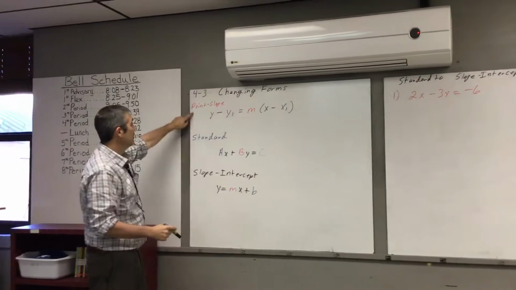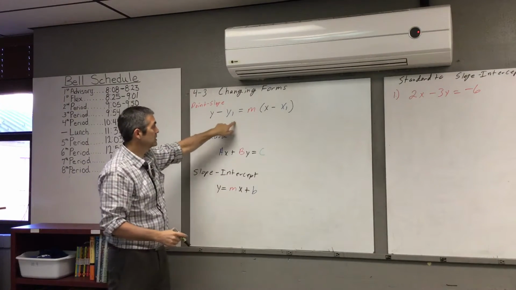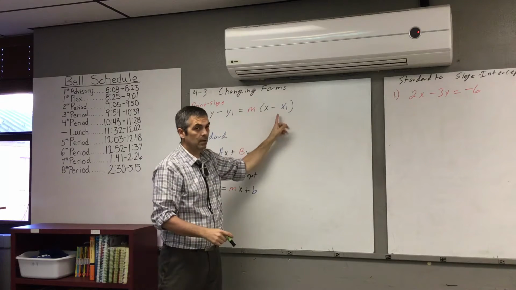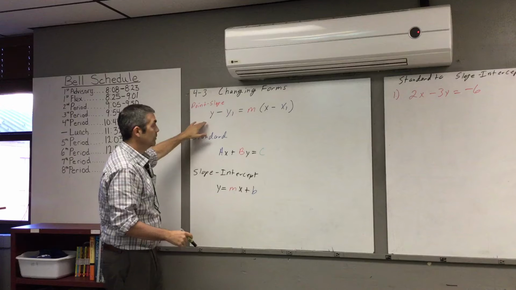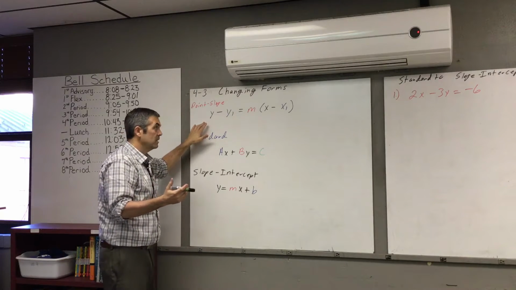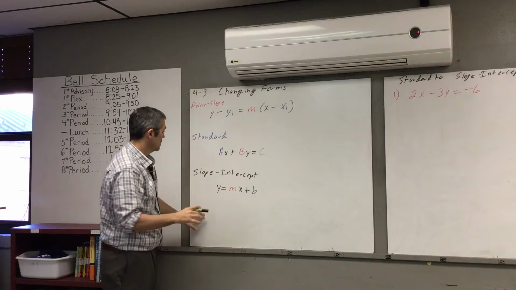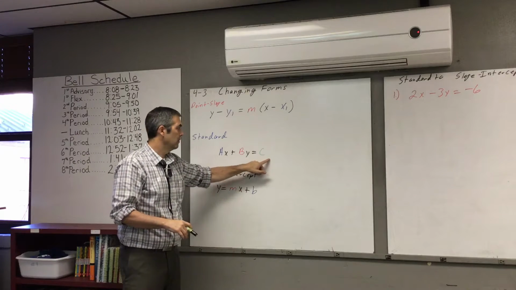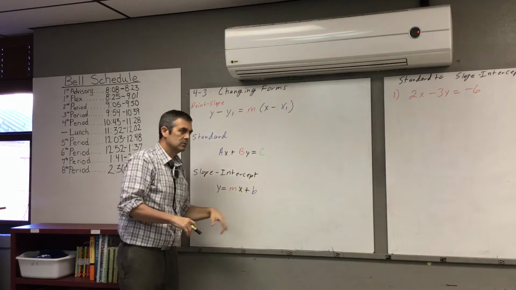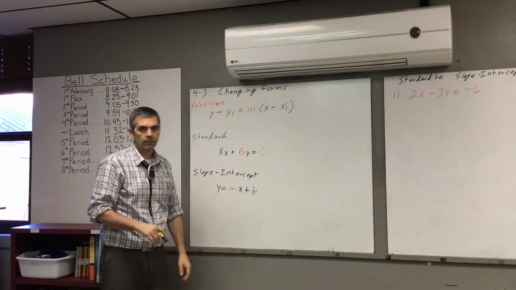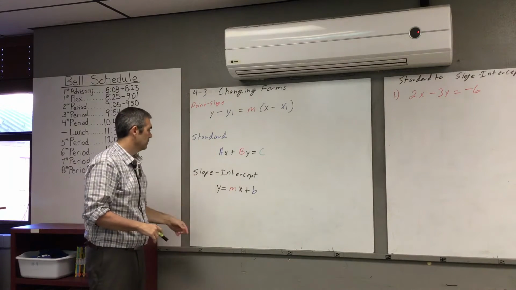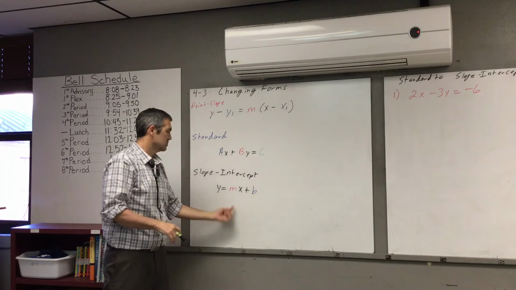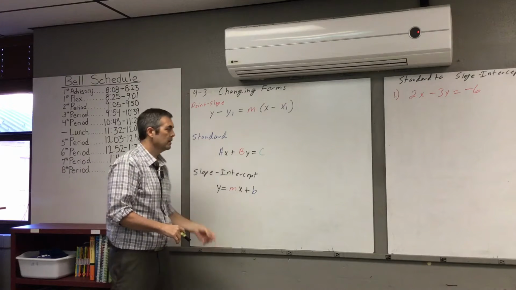So here we go. Point slope: y minus y sub 1 equals m, the slope, parentheses, x minus x sub 1, parentheses. That's point slope form. We're going to be given this, converting it into these other forms. Standard: ax plus by equals c, where a, b, and c are integers and a is positive. That's what you're looking for. Slope intercept: y equals mx plus b, m is your slope, b is your y-intercept.